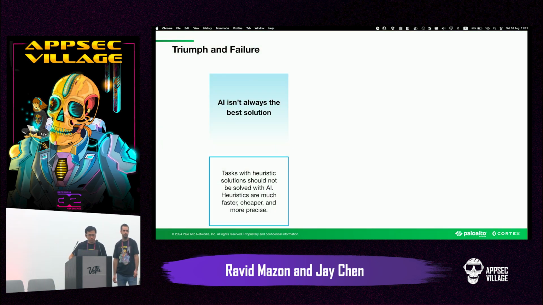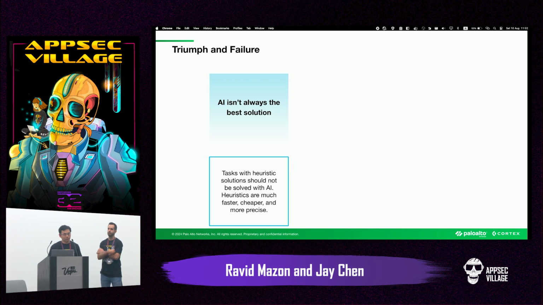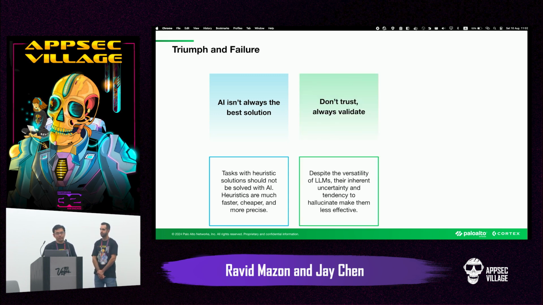Thanks. I will just use the last 30 seconds to share the most important lessons we learned from working with AI. First, AI isn't always the best solution. Problems with existing heuristic solutions should not be solved by AI, like sorting, finding trees, or solving equations. Those problems have existing optimal solutions, so always use heuristics rather than AI. Second, don't trust, always validate. Blindly trusting the output of AI can be very, very dangerous, so always validate the output of the AI before using it or passing it to the next stage.